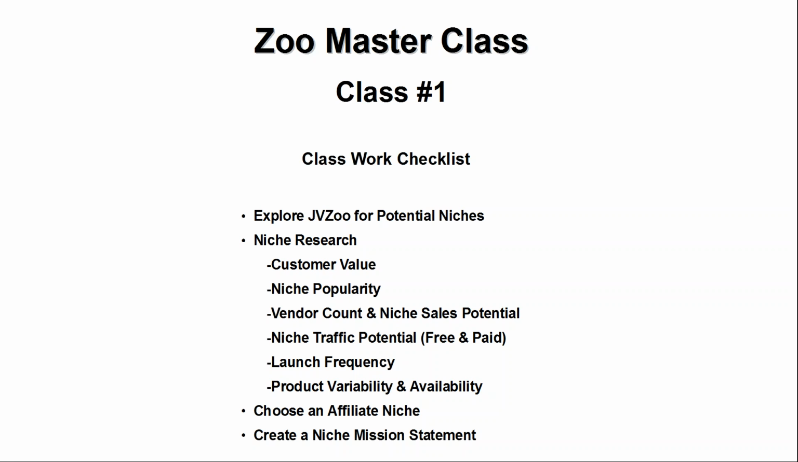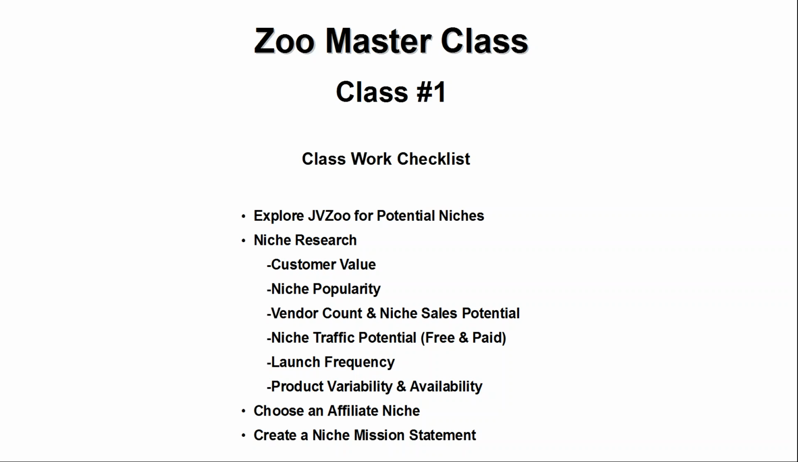First of all, explore JVZoo or whatever affiliate network it is that you want to go after, if you have decided not to do JVZoo for some reason. If you're going after ClickBank, for example, that's quite all right. Find potential niches there that you think could be a good choice. Then proceed through the different aspects of niche research. Find out a rough customer value, maybe per product, potentially a lifetime value, to figure out which ones are going to be more profitable.